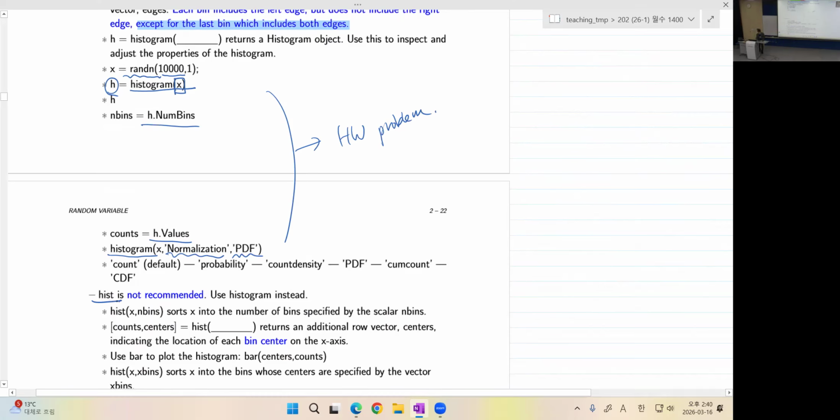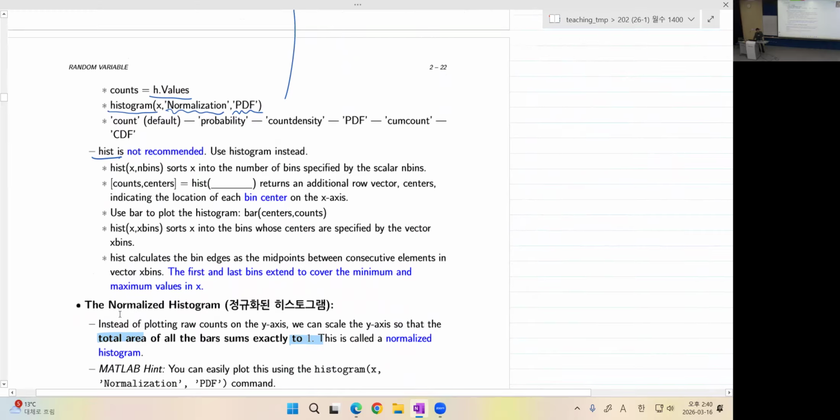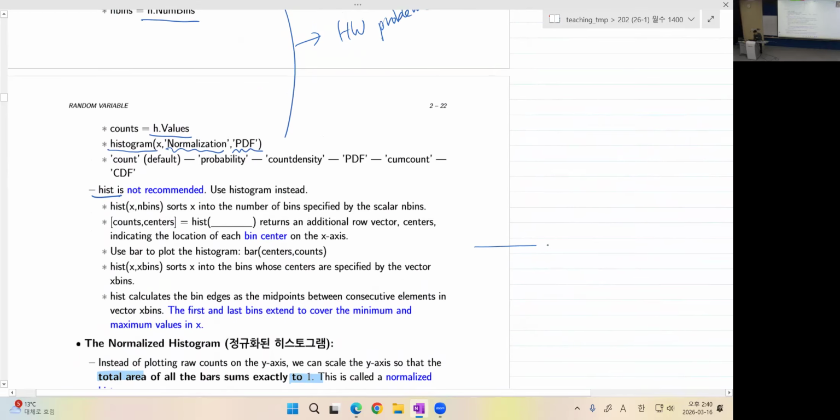Anyway, HIST is not recommended. Never use it. But it has one good thing: it never drops your data. Anyway, normalization is very important. So why?